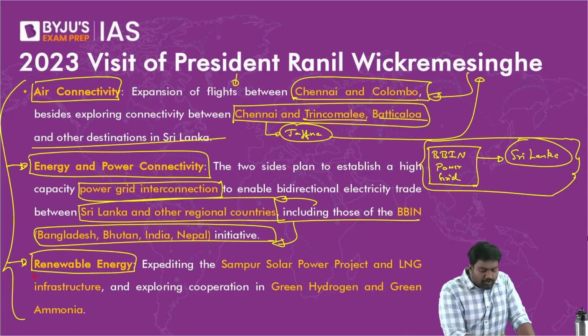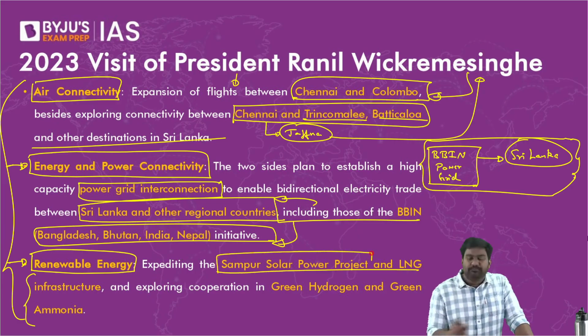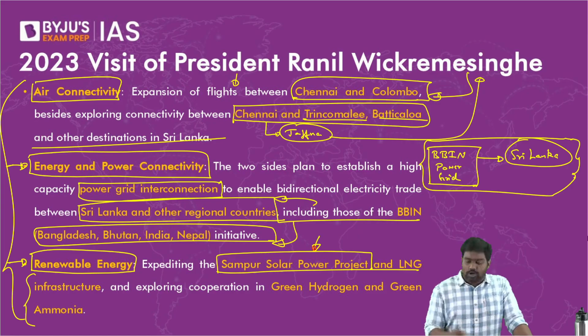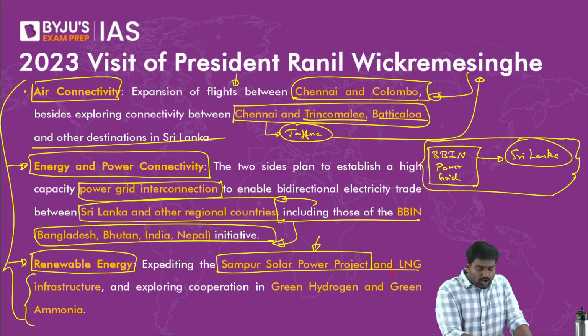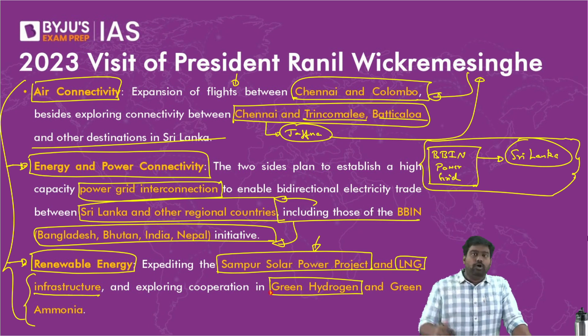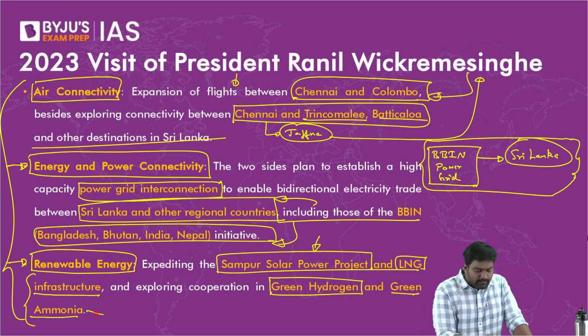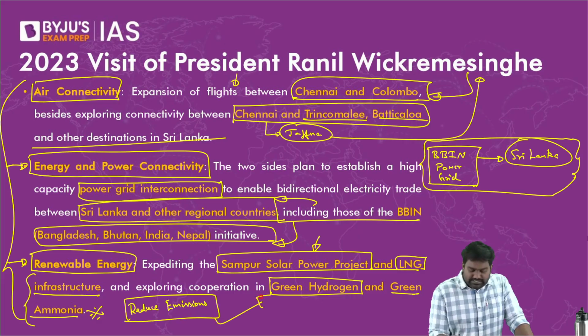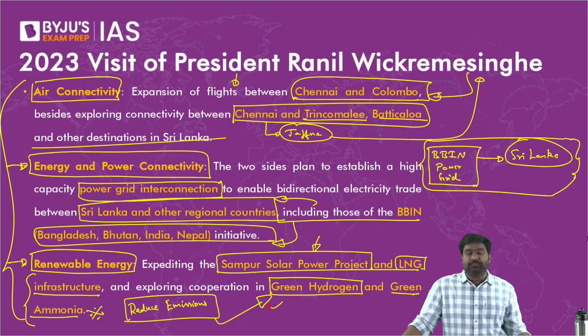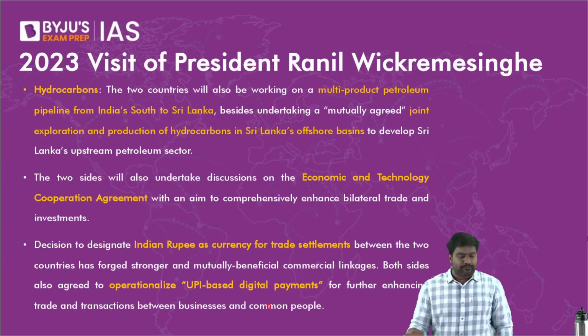They have signed an agreement for cooperation in renewable energy as well. Near the Sampur thermal plant on the east coast, a solar project has been launched, a new initiative. This is a new initiative announced, along with LNG infrastructure. They're also focusing on alternate fuels like green hydrogen and green ammonia to reduce emissions and tackle pollution and climate change. This agreement was also signed to focus on renewables by investing in a solar project at Sampur and an LNG project, along with a green hydrogen, green ammonia plant, which India will set up in Sri Lanka.